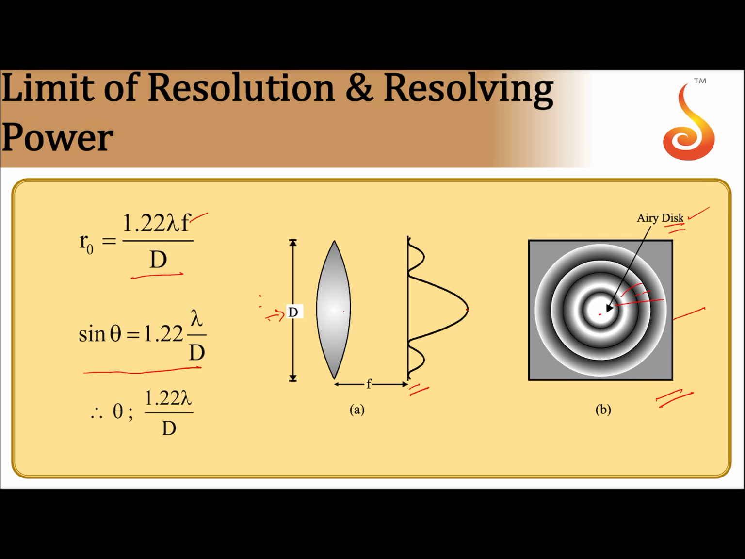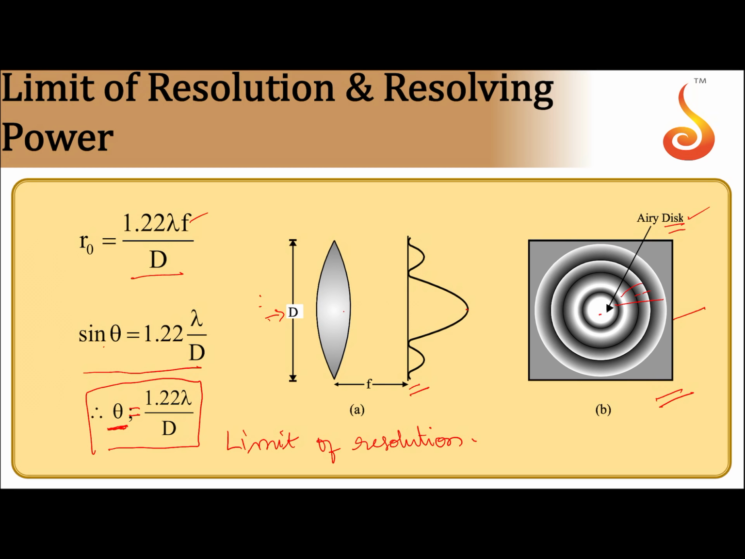So r naught by f will give you sin theta. By using the small angle approximation, sin theta can be taken as theta. So theta will be equal to 1.22 lambda by d. This is called the limit of resolution. If at minimum this angle is formed at the eye, then we will be able to see two separate images of close lying objects.